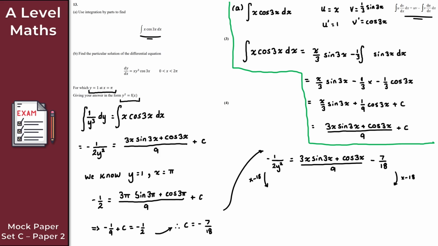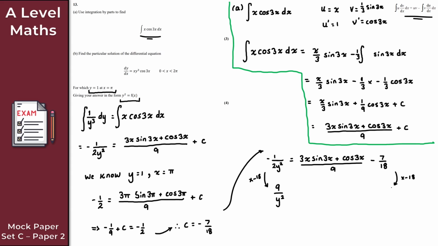So minus 1 over 2y squared times by minus 18 here. So negative times a negative, it becomes positive. So I've got 18 over 2y squared here. So that's going to give me 9 over y squared here. So 9 over y squared. Perfect. What else do we have here?